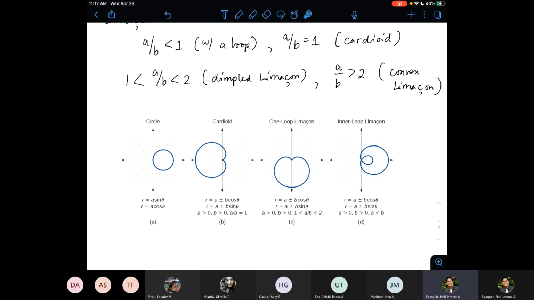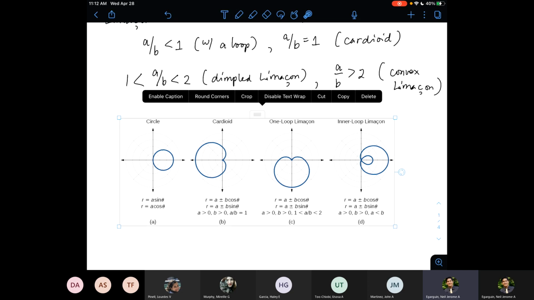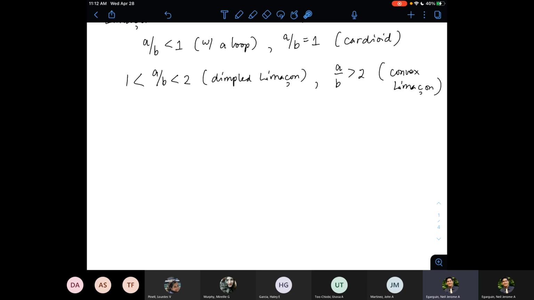And when A over B is greater than 2, then it is as if you are barely poking it. So you'll just get a little deformation from a circle, right? I hope to find some better picture for this next time.